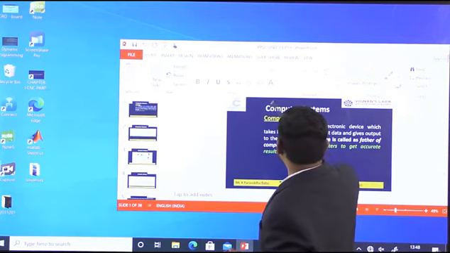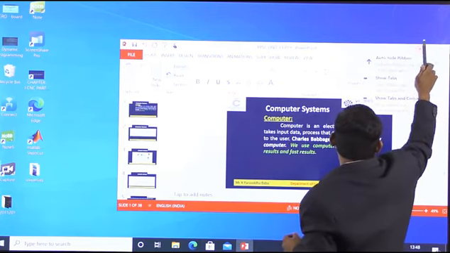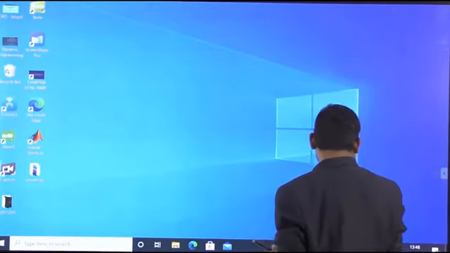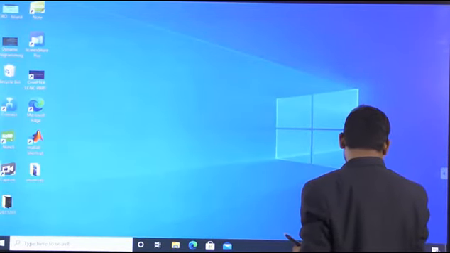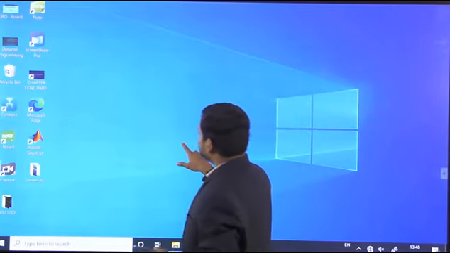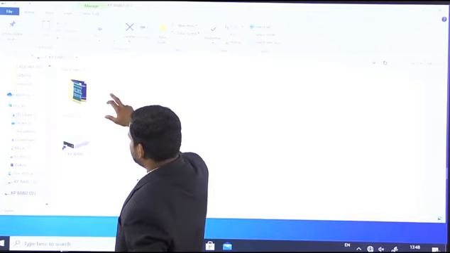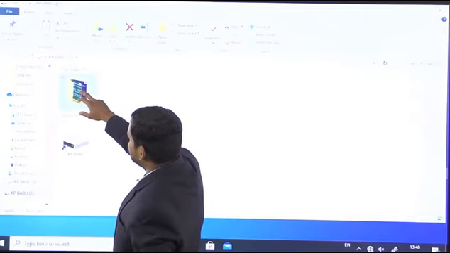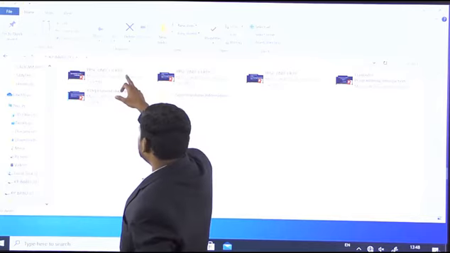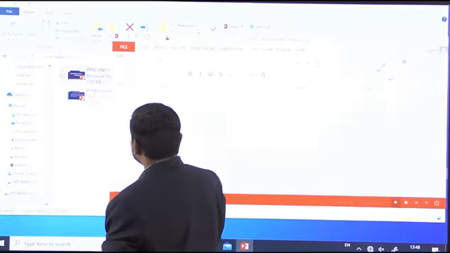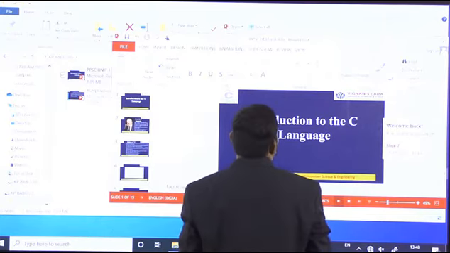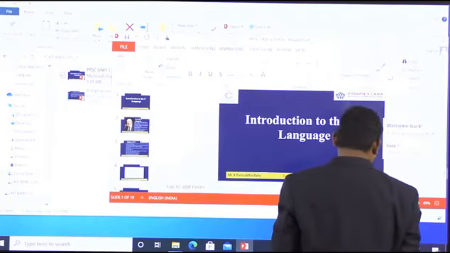Now we move to the major representation of a particular system. Next we move to the introduction of computers. Introduction of C is what we are going to discuss.